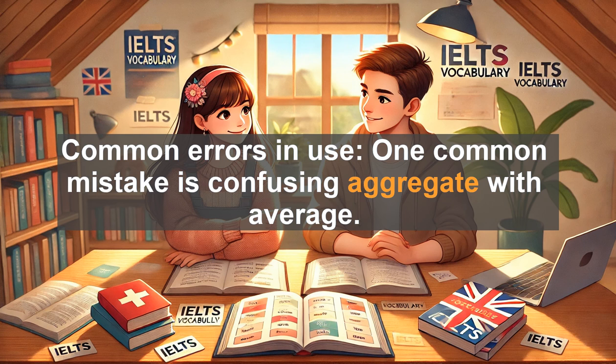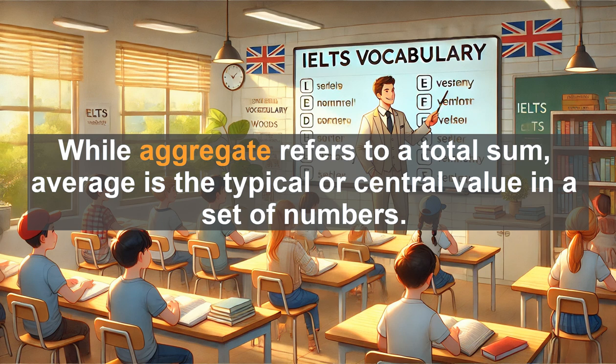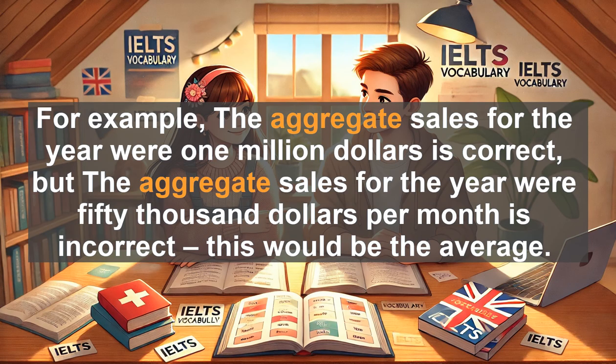Common errors in use. One common mistake is confusing aggregate with average. While aggregate refers to a total sum, average is the typical or central value in a set of numbers. For example, the aggregate sales for the year were $1 million is correct, but the aggregate sales for the year were $50,000 per month is incorrect. This would be the average.